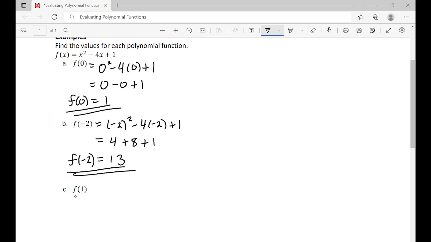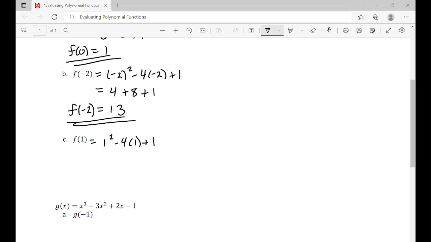And last, we have f of 1, which means anywhere there's an x, we replace it with 1. So we're going to get 1 squared minus 4 times 1 plus 1. So 1 squared is 1. Negative 4 times 1 is negative 4 plus 1. And then 1 minus 4 plus 1 is going to give us negative 2. So f of 1 is negative 2.